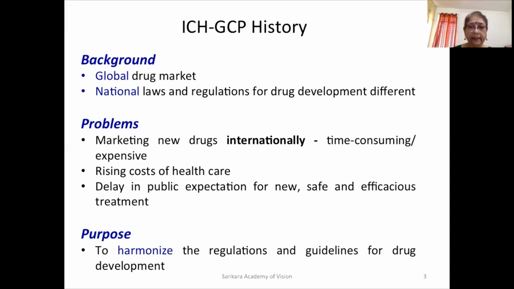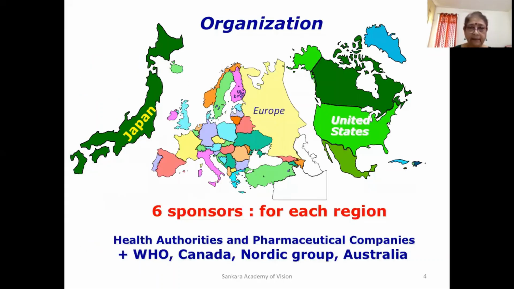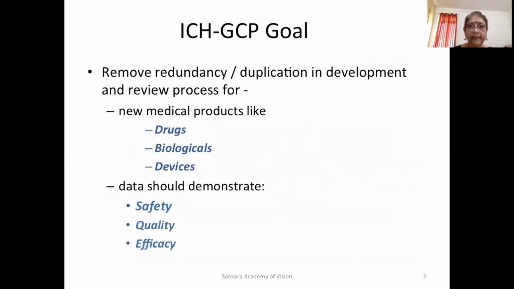And what are they actually? The three biggies. The United States, Europe, and Japan came together to do this exercise. They had 6 sponsors from each region and other memberships from health authorities and pharmaceutical companies, besides representatives from WHO, Canada, Nordic Group, and Australia. This was the story when they brought it out in 1996.